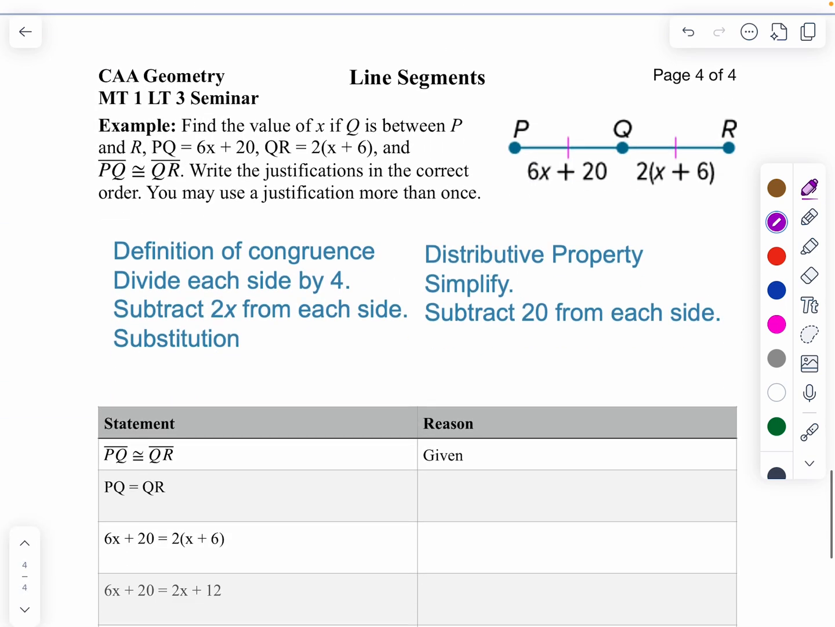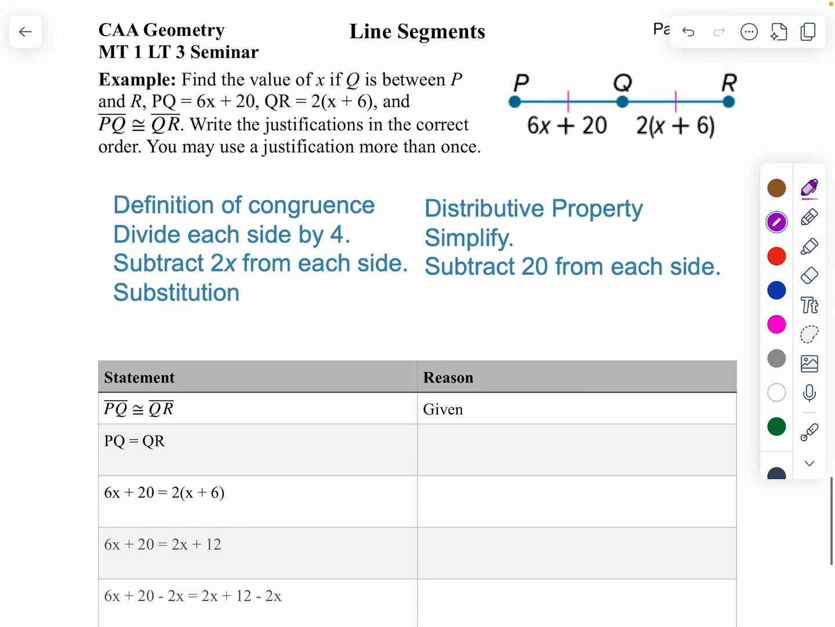Now, if we look at our last problem here, I want to find the value of x if Q is between P and R, like we see on there. PQ equals 6x plus 20, and QR equals 2 times (x plus 6). Rather than having you do this, I did the work for you. You're going to tell me why it's true.